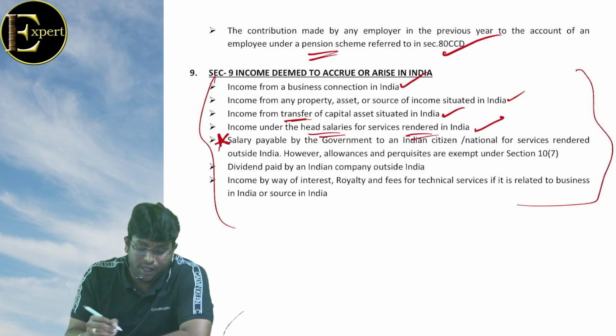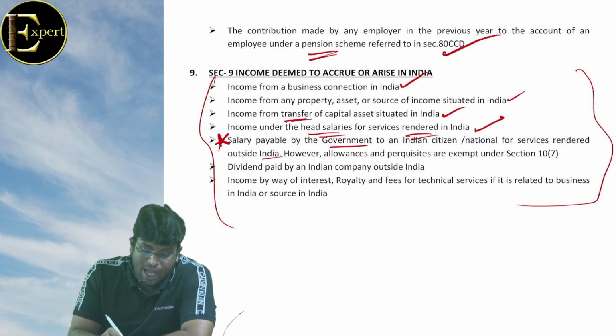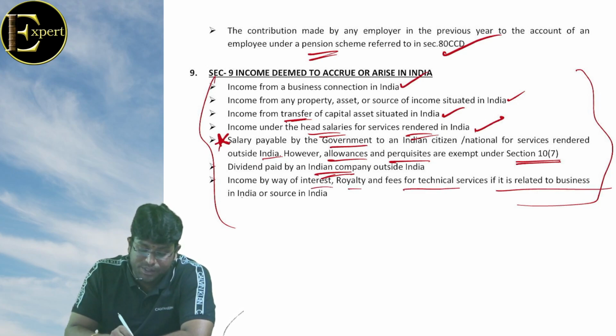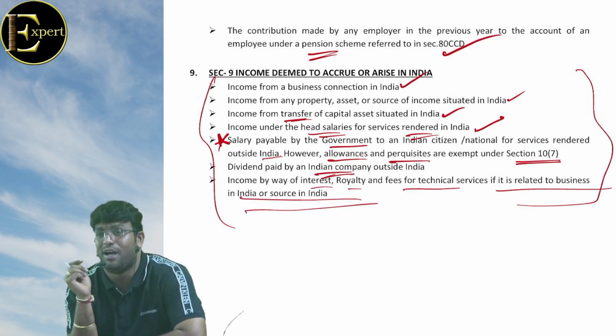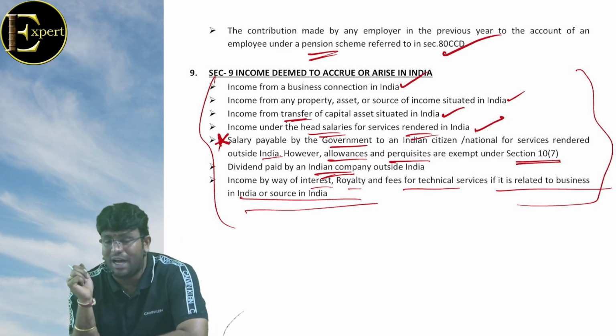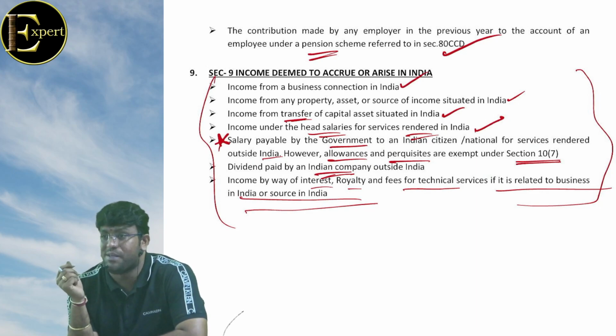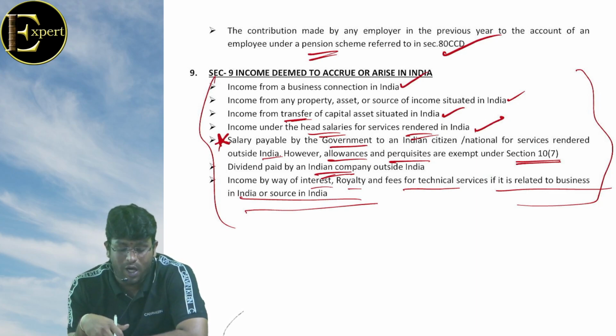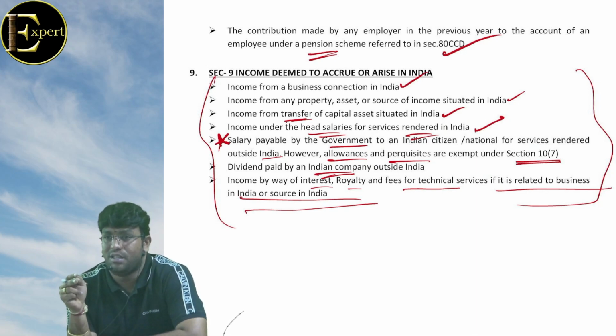Next point very important. Salary paid by Government of India to an Indian citizen working outside India. But allowance and perquisites are exempt under section 10. Dividend paid by an Indian company. Income by way of interest, royalty, FTS, if it's related to business in India or source in India. Our IRF. And I already taught you what is business connection. I told you what is SEP also. What is SEP? Significant economic presence. When the transactions are more than 2 crores or users are at least 3 lakhs.